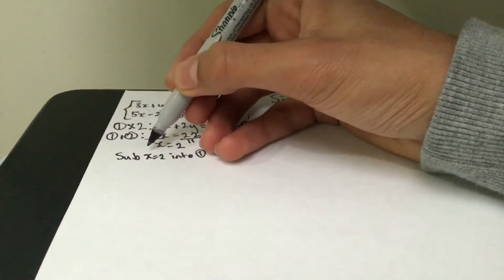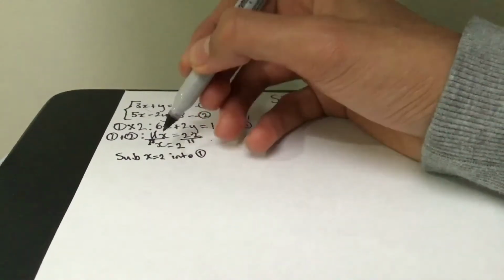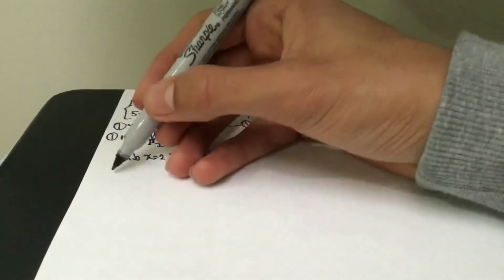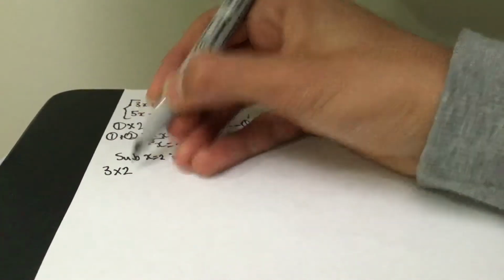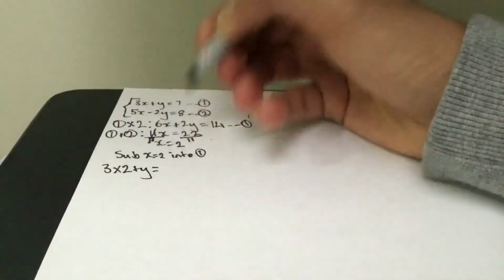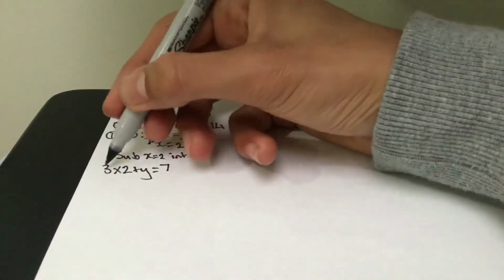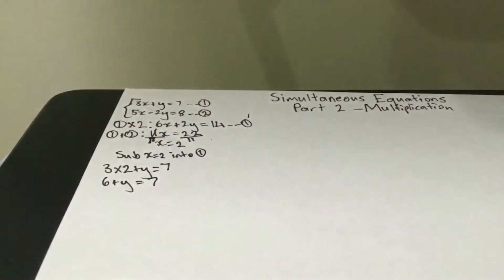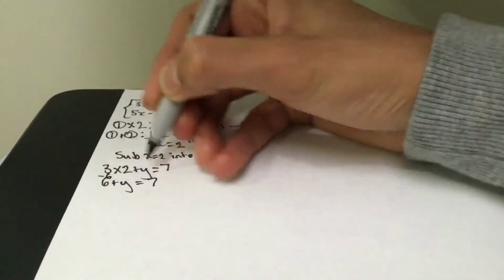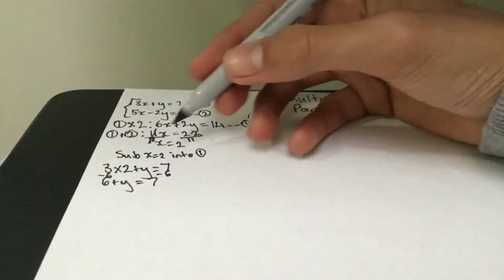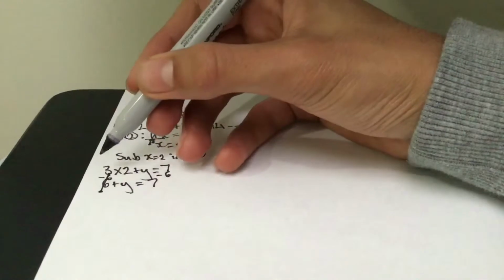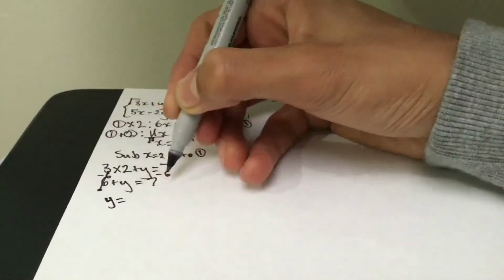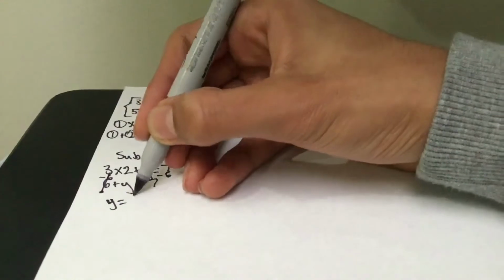Every x we're going to put 2 instead of x. So 3 times 2 plus y equals 7. 3 times 2 is 6, plus y equals 7. The next step is that we have to bring 6 to the other side. By doing this, we're going to go minus 6 to both sides. So that cancels out. 6 minus 6 is gone. We're left with y. 7 minus 6 is 1.